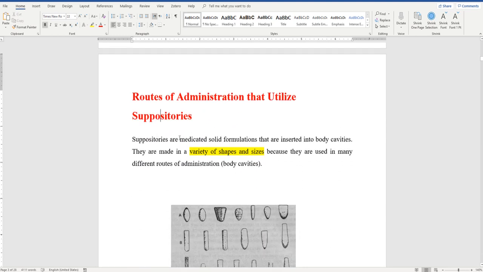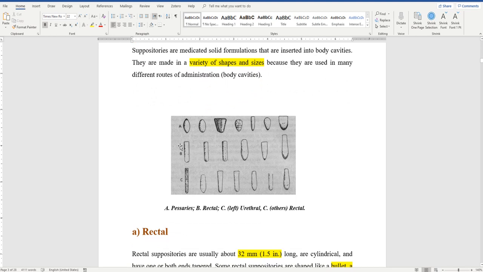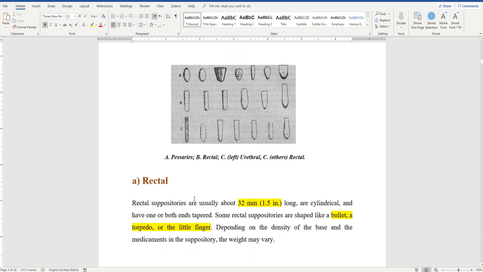Okay, let's talk about the routes of administering suppositories. These routes will influence the shape, size, and appearance of the suppositories, so they are available in different shapes and sizes. You see here, for example, this almond or oval shape, which is suitable for vaginal administration. This one is suitable for rectal administration, or maybe it's something like that. This one is for urethral administration. We will talk about them in more detail.